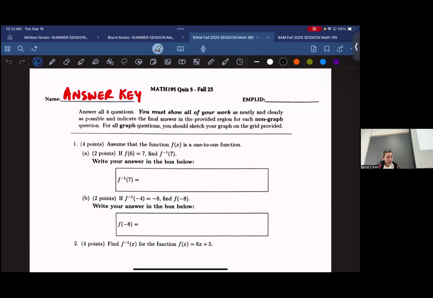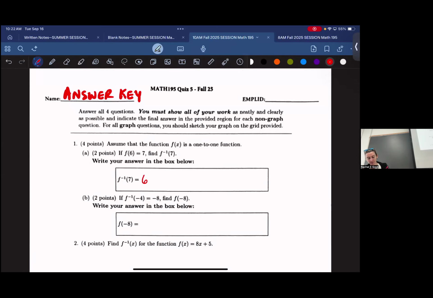So we're going to review quiz 5. The first question is asking us to assume that f of x is a one-to-one function, and we're given that f of 6 equals 7. Find f inverse of 7. Definition of inverse, your x and y values switch. So f inverse 7 gives you what?